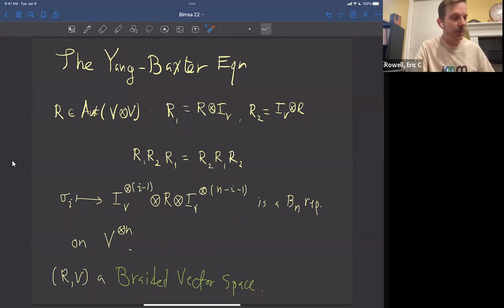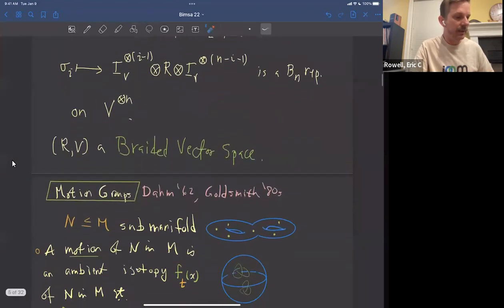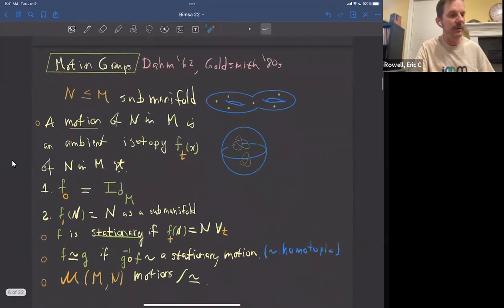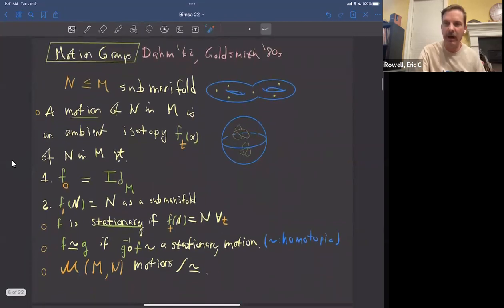Okay, so pretty elementary so far. Let me now introduce kind of the next dimension up idea, and that is these motion groups. So these were originally studied by Dahm in his thesis at Princeton in '62, and then Goldsmith also in her thesis at Princeton, but in the '70s, and then she wrote some papers later, mostly in the early '80s.